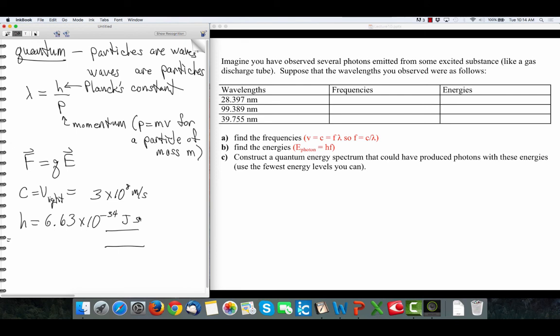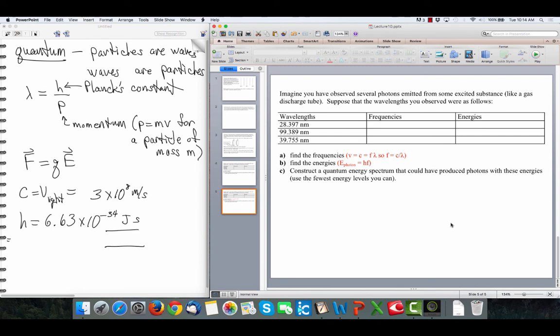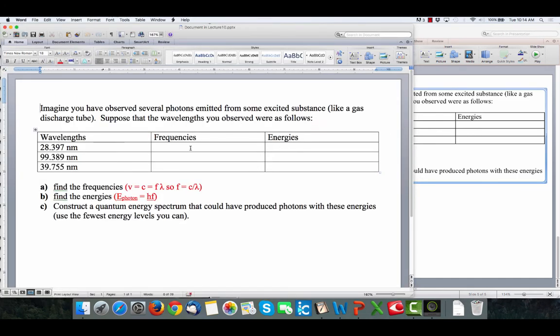So, somebody start at the beginning and calculate frequencies and energies, and somebody else start at the bottom and calculate frequencies and energies, because I'll just write them in if you can give them to me. And we'll construct this thing right now. Anyone get any of these yet? Frequency or energy? Nano is 10 to the minus 9 meters. So that's 28 times 10 to the minus 9 meters. And 99 times 10 to the minus 9 meters.